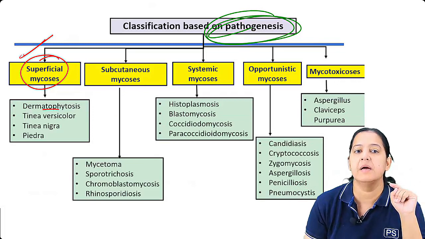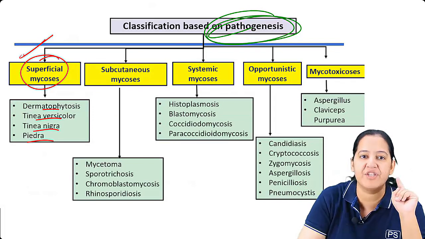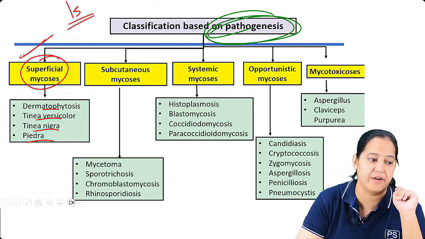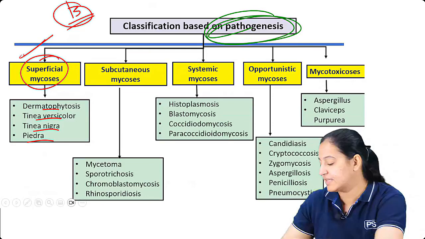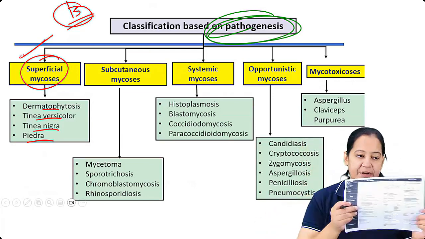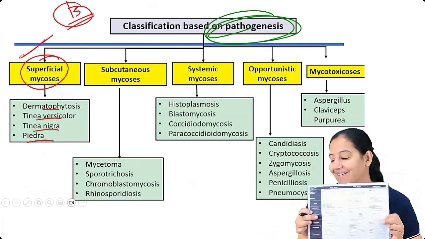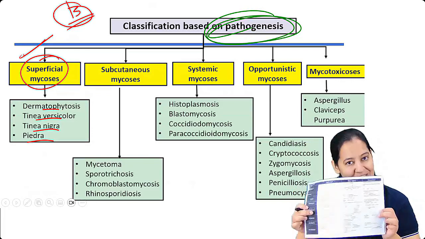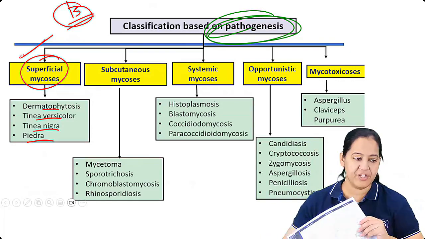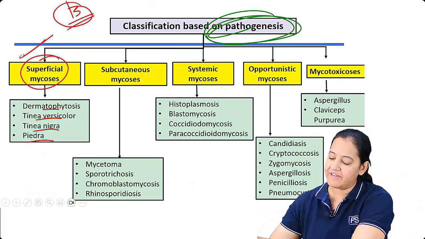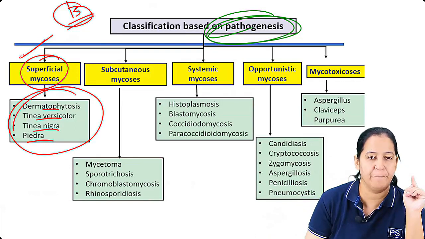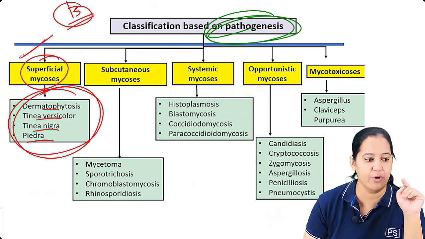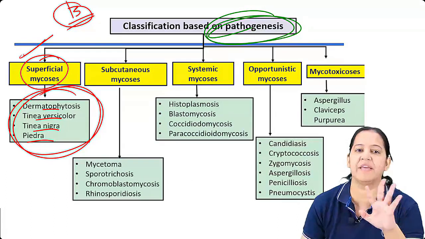I will teach you four diseases here: Dermatophytosis, Tinea versicolor, Tinea nigra and Piedra. I want you to open page number 15 of the chart. Please mind, not the main notes, but the master chart I gave. If you have taken the printout, open page number 15. Printout is compulsory. These four fungi are given on page 15. One by one, follow that chart only. Whatever is given in the chart, just learn that.